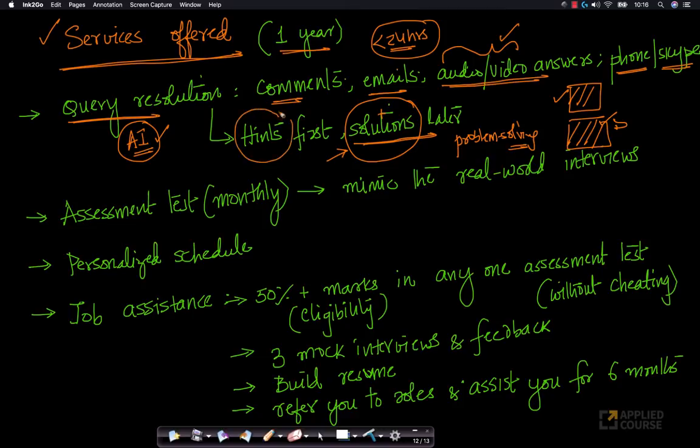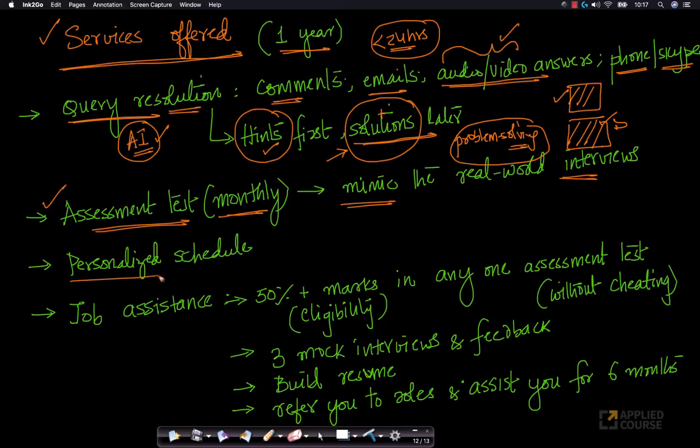He or she will provide a hint first. So in a similar fashion, whenever there is a query that you have, we will first provide hints so that you're building up your problem solving skills and not just looking up a solution directly. Similarly, every month we will conduct assessment tests to mimic the real world of interviews and to teach you about how real world problem solving at a wide spectrum of companies actually works out, right? So these assessment tests are conducted every month.